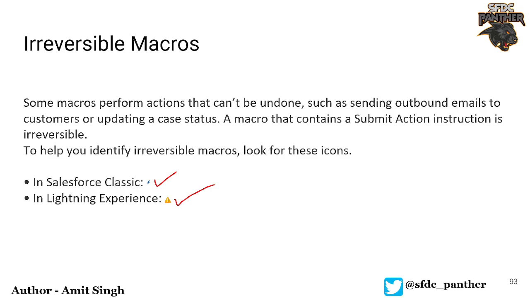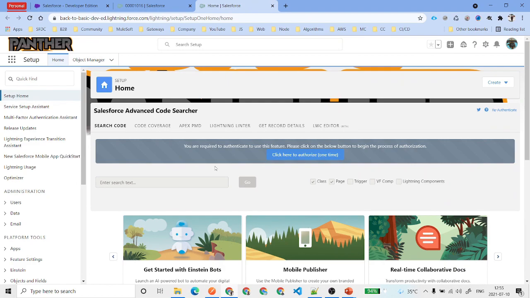Now let's quickly talk about how we can implement them. So this is my Salesforce environment. The very first step is to enable macros inside our Salesforce environment. You might already have enabled this, and one prerequisite is that to use macros inside your service console, you must have a Service Cloud license. So let's quickly enable the macro.